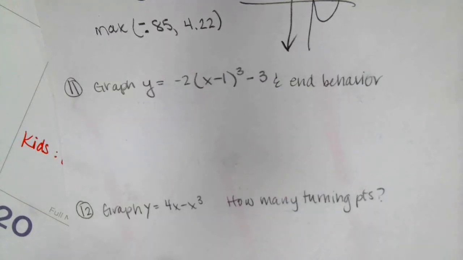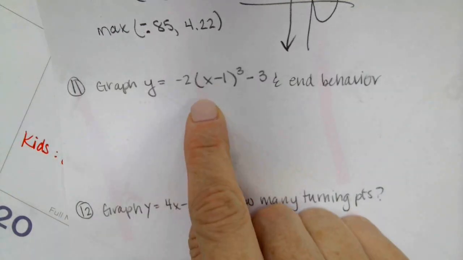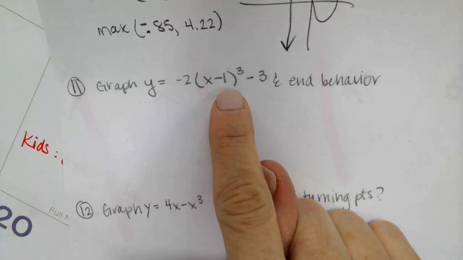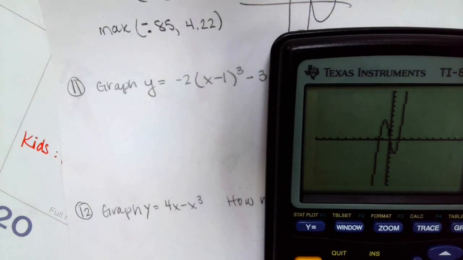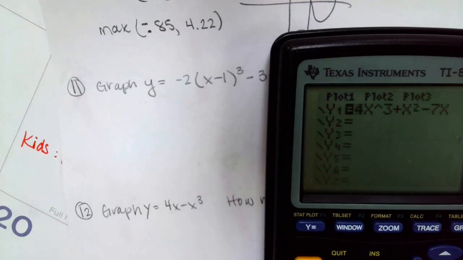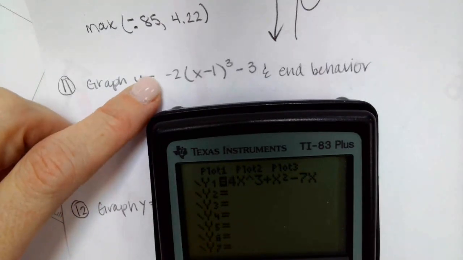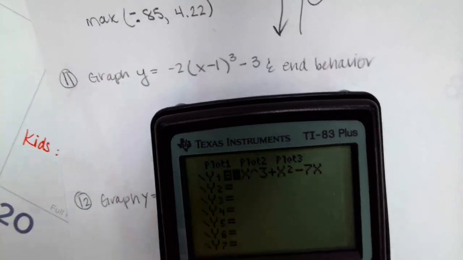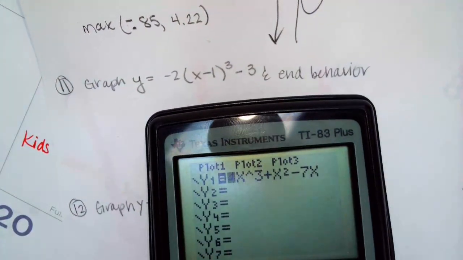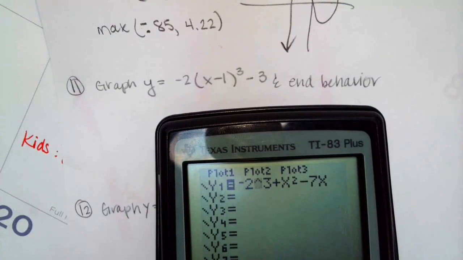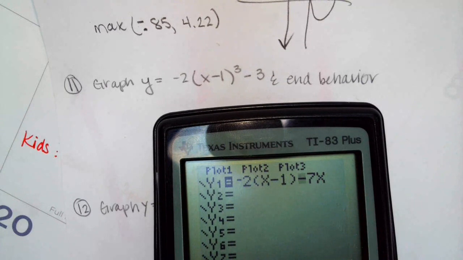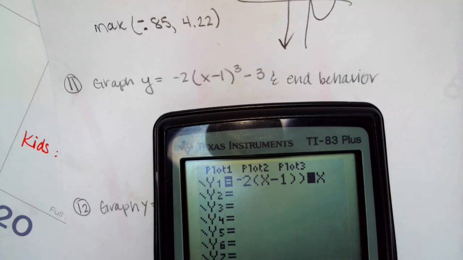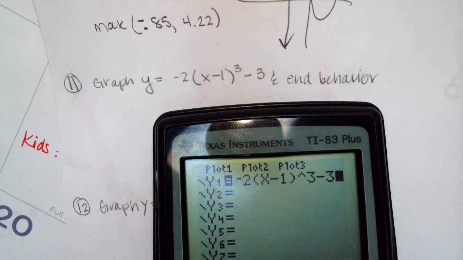Okay, number 11 tells us to graph y equals negative 2 times the expression x minus 1 cubed minus 3 and describe the end behavior. So we are going to put that back into the graphing calculator exactly as it appears. So we've got negative 2, open parentheses, x minus 1, and then raise that to the power of 3 minus 3, and we graph that.